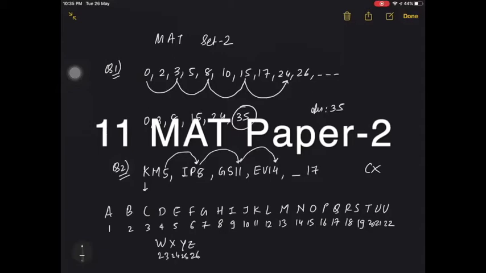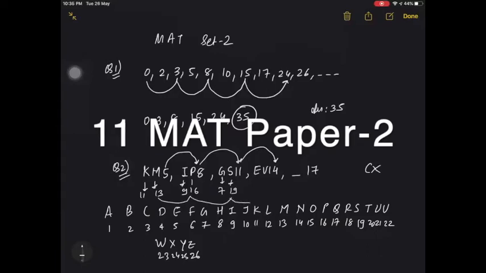K is given to you, which is 11, M is given as 13, then I is given as 9, P is given as 16. Next, G is given as 7, S is given as 19. So if you see 13, 16, 19, then expected is 22. So V is 22. The next number expected is 25. So 25 is for Y.